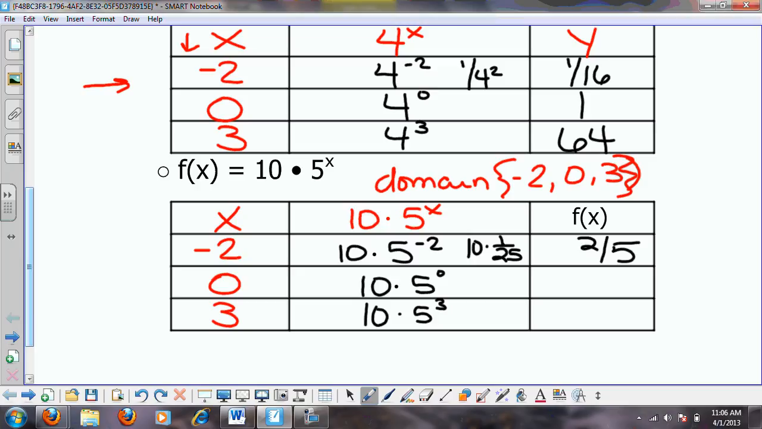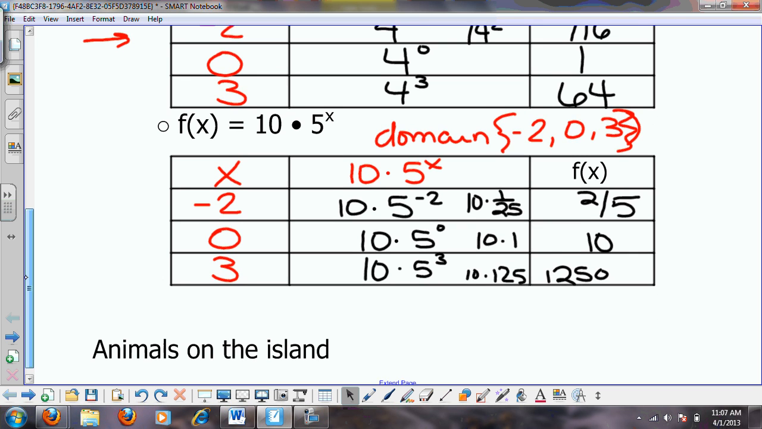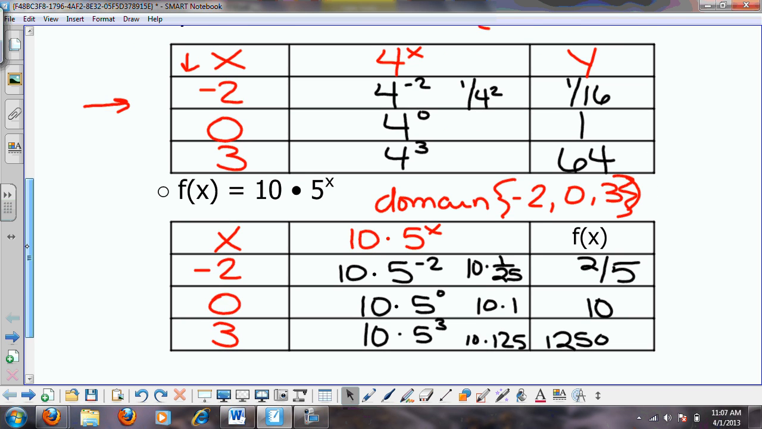10 times 5 to the 0 is 10 times 1, which is 10. And then 10 times 5 to the 3rd. Okay, another time where we're cubing. 5 to the 3rd is 125 times 10, 1250. Okay, evaluating these expressions, or these functions.